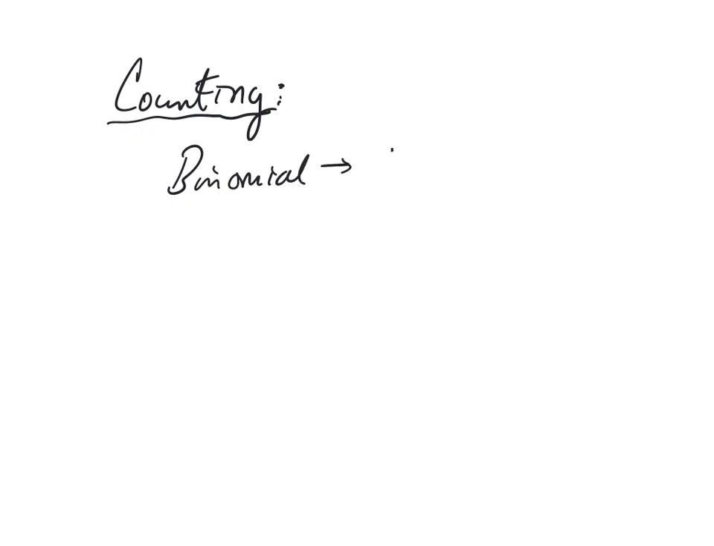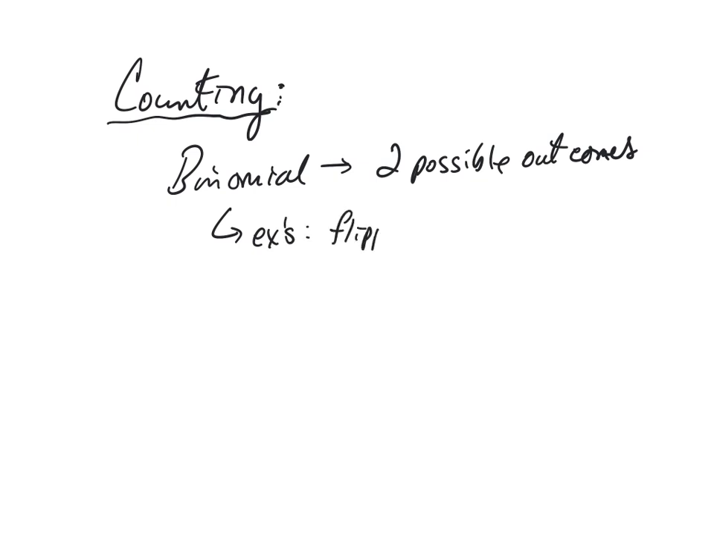What binomial means is that there are two possible outcomes. All right, there are only two possible outcomes. Not 3, not 4, not 5, but 2. Some examples of binomial events are things like flipping a coin. When you flip a coin and catch it, it can only come up heads or tails. So it's called binomial. There's no other choice.